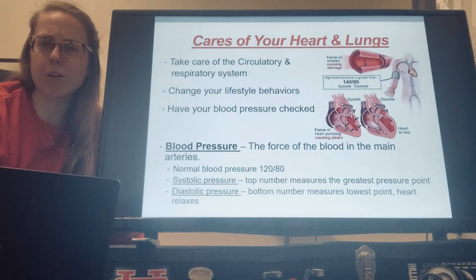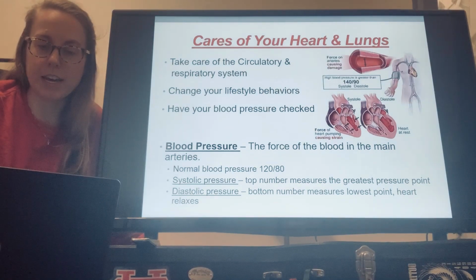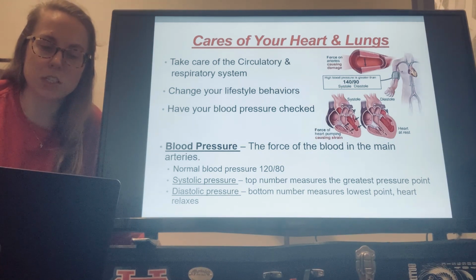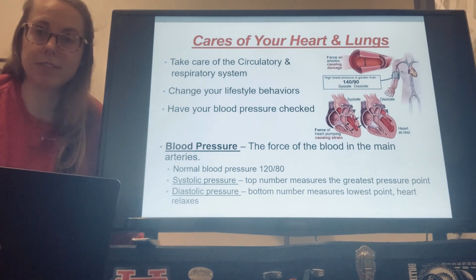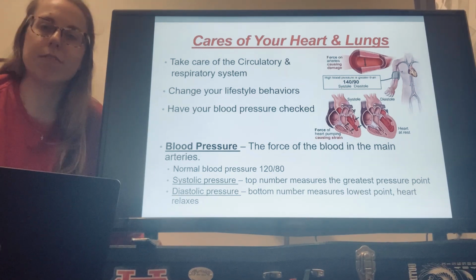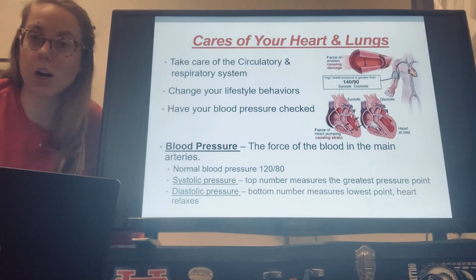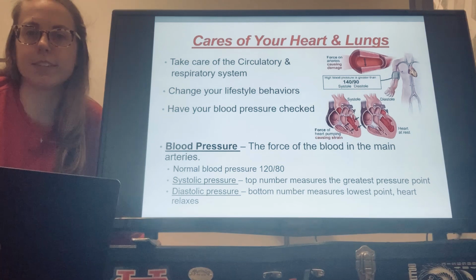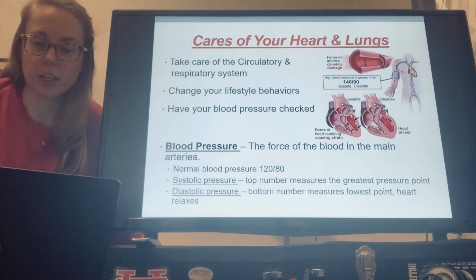So how do we care for our heart and our lungs? Taking care of the circulatory and the respiratory system is important. We can do this in a variety of ways. The biggest way is that we need to change our lifestyle behaviors. Those behaviors of inactivity or eating poorly are the two that we can really relate to very quickly and change drastically on our own without any help from doctors or physicians.